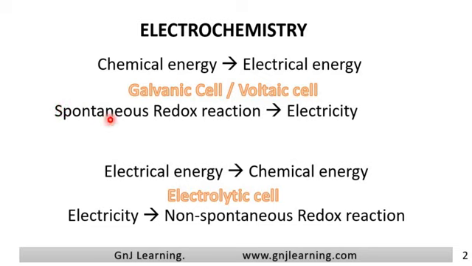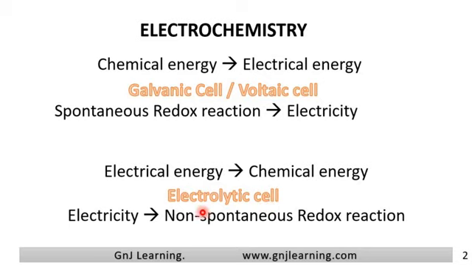So we have spontaneous reactions. You can identify a spontaneous reaction by simply mixing the reactants. That reaction will take place and product will be formed. But in the case of non-spontaneous reactions, you just mix the reactants and nothing will happen. There will be no product. If you supply the required energy, then it will form products. That required energy is electricity, which is provided by the electrolytic cell.